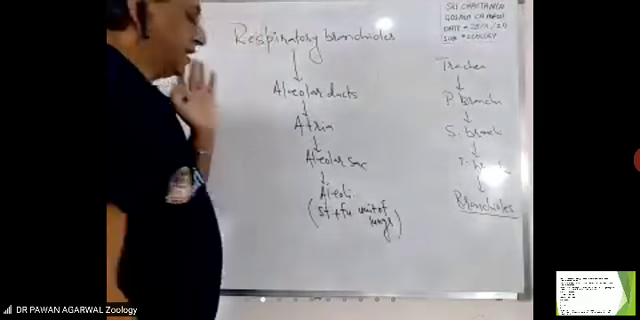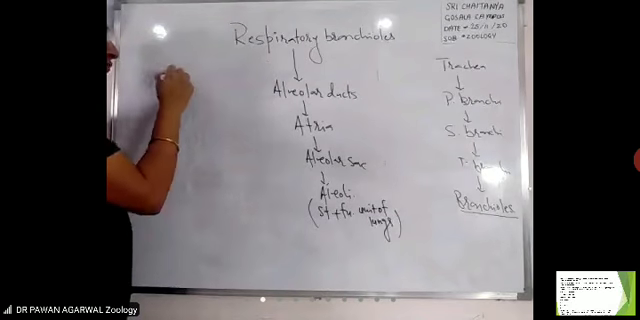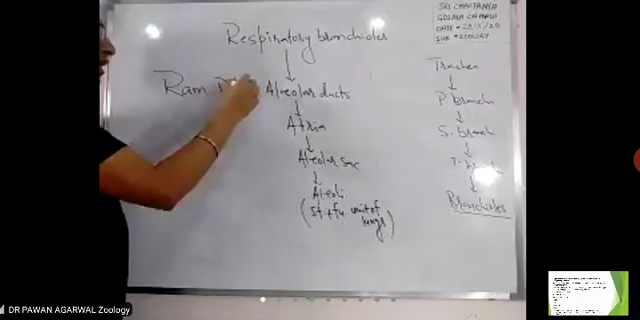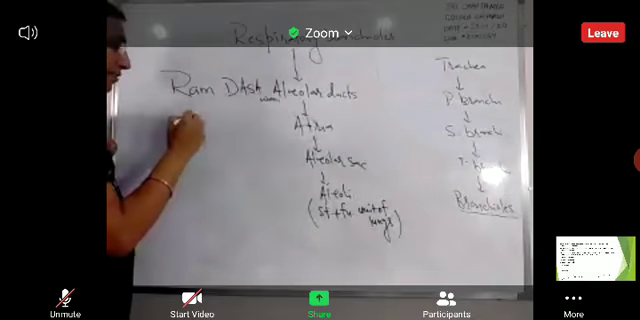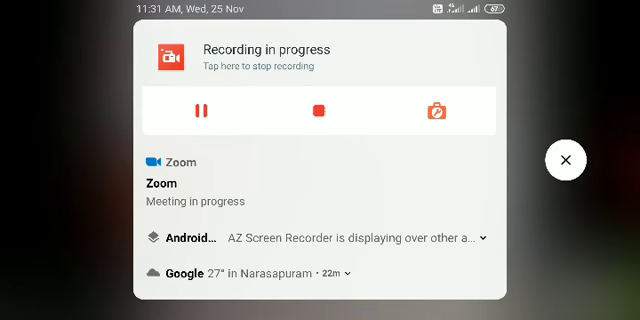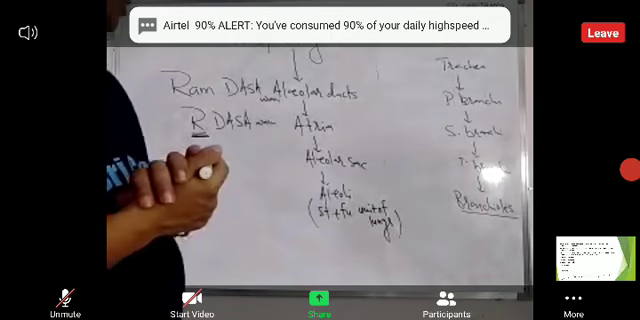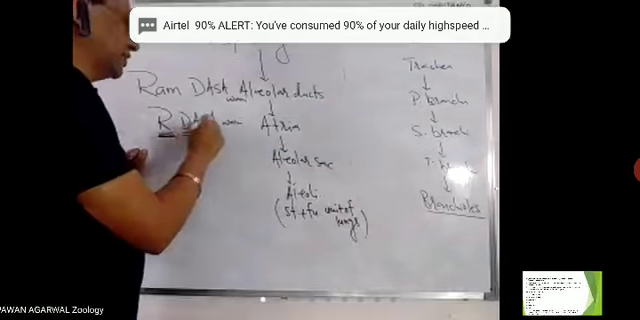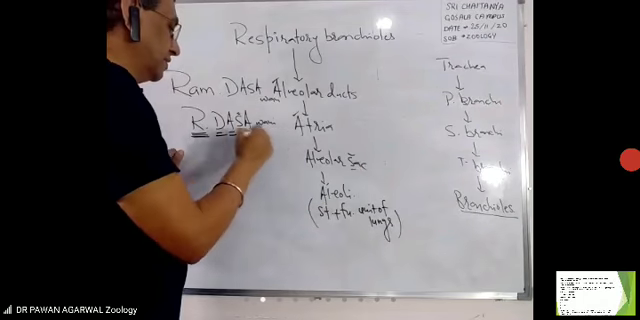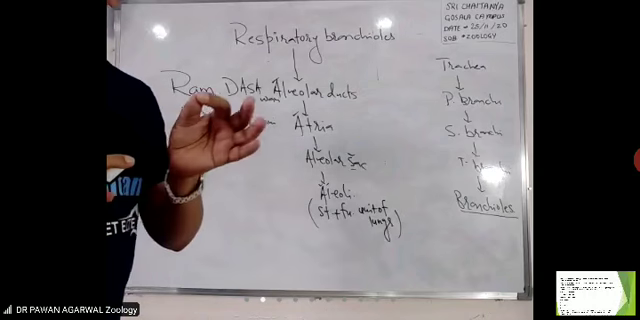Alveoli are the structural and functional unit of the lungs. That's why I told you to remember Ram Das Wani, or you can say R Das Wani. R is the respiratory bronchiole, D is the alveolar duct, A is the atria, S is the alveolar sac, and A is the alveoli. So this is the R Das Wani. I have written it completely.